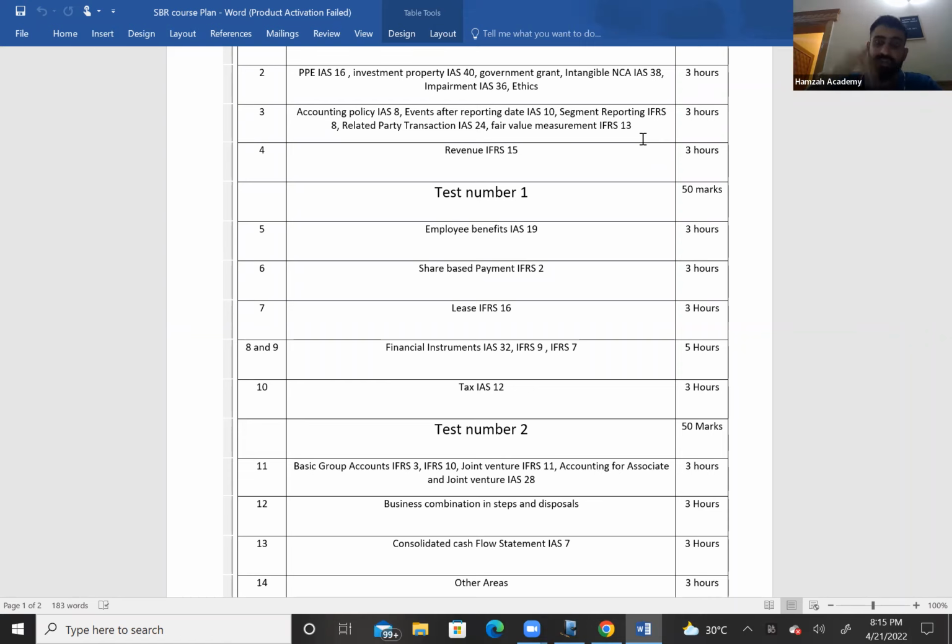Then we have share-based payment IFRS 2. In IFRS 2, we will study how sometimes companies pay the consideration of goods and services in the form of their equity, or the payments are linked to the value of their equity. Such payments are known as share-based payment. For that purpose, we have an IFRS 2. That will be a new accounting standard for you and a very interesting one. Then we have IFRS 16. In IFRS 16, we will study about leases. A small portion of leases we have studied already at FR level, but at SBR level, we will study completely the lease accounting standard IFRS 16, in which we will discuss the accounting for the lessee.